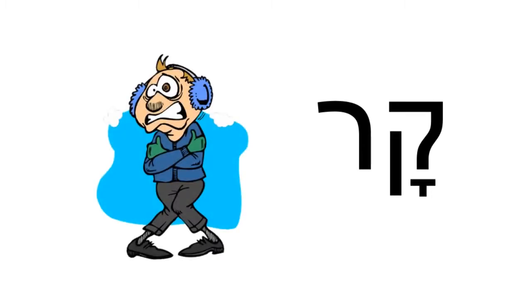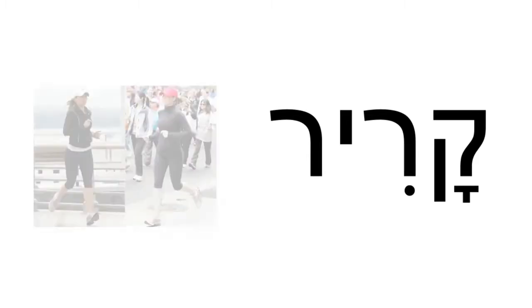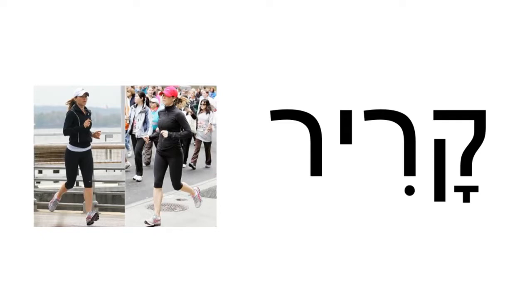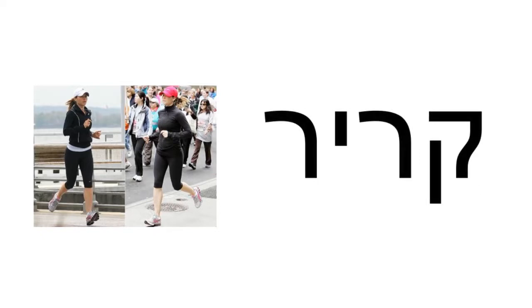Read this word. Kar. It means cold. And this one. Karir. It means cool. Try to read it without the vowel marks. Karir.